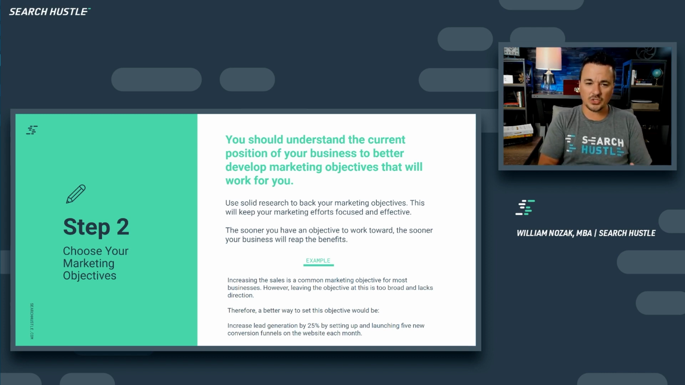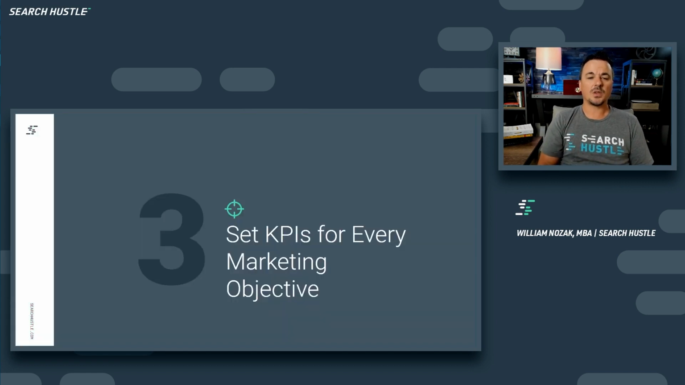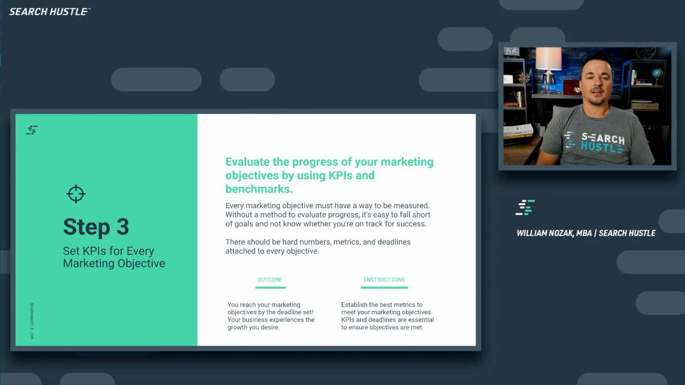There's things we can do that we can point back to lead generation. Say it's up 5%, it's down, it's not moving. What do we need to do differently? So set KPIs for every marketing objective. Evaluate the progress of your marketing objectives by using KPIs and benchmarks.